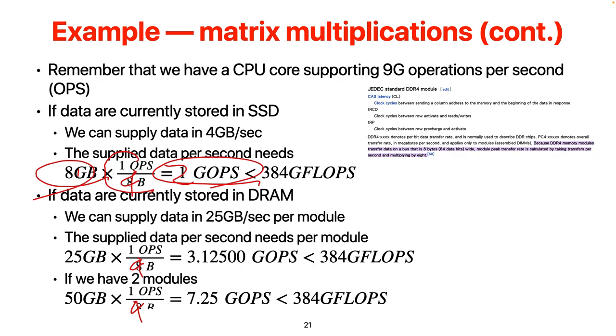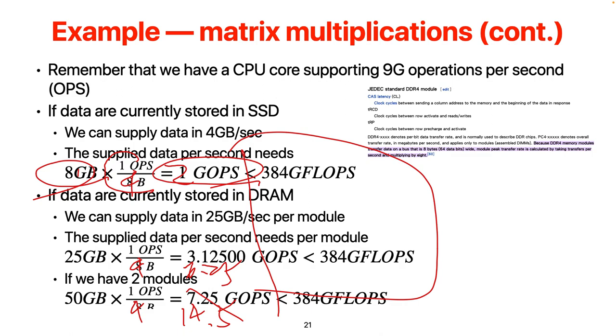So if you are at DRAM, then you are at something like 625, and this is more like 14.5 gigaflops. But all we can see is that they are all smaller than the gigaflops that your processor can support. So that tells you what? Matrix multiplication, if you don't optimize it, is technically bounded by the performance of your data supply, not your CPU speed. So if you don't optimize your matrix multiplication code, the algorithm itself is essentially a memory-bounded algorithm. Agree with that? And that's what the roofline model would tell you.